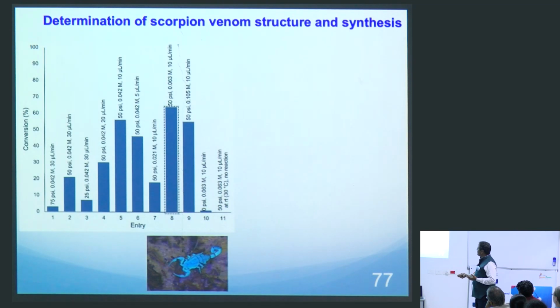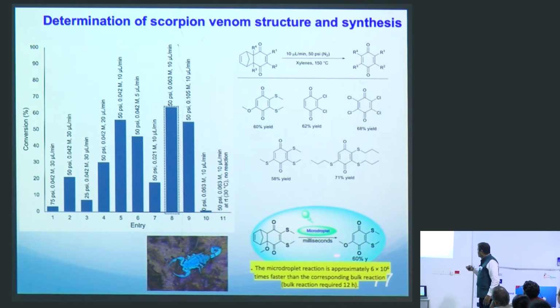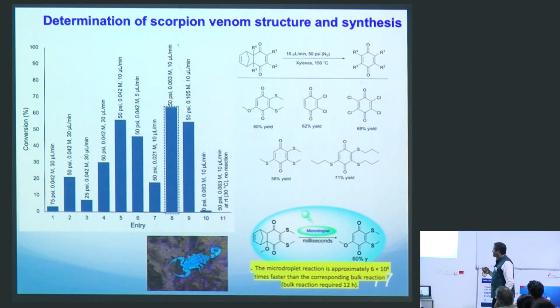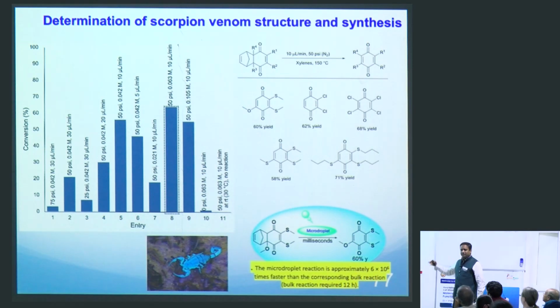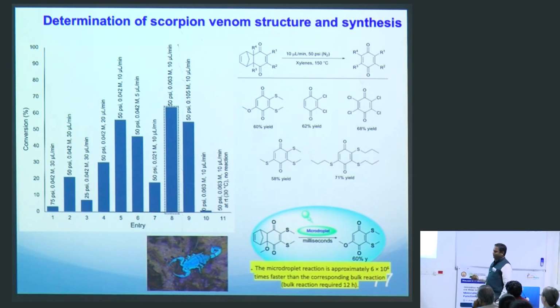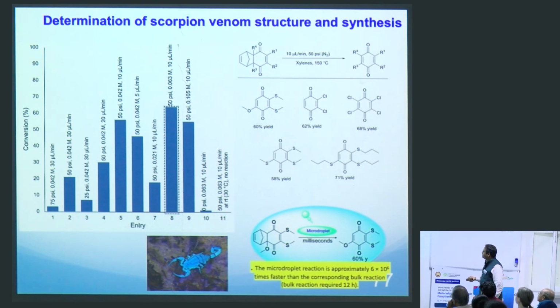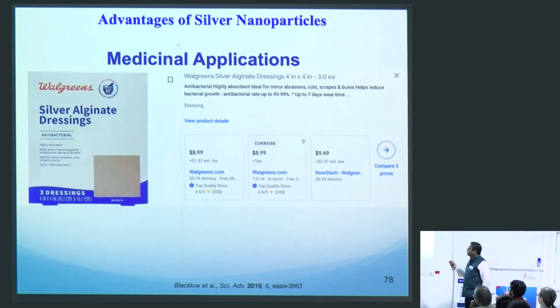So we obtain the product in a few milliseconds, and compared to the bulk reaction, this method is 10 to the power 6 times faster than the routine bulk reaction. Even though we have done that, we have done further work on the microdroplet method. Earlier bulk reaction was also done by our group. So this is one of the challenges.